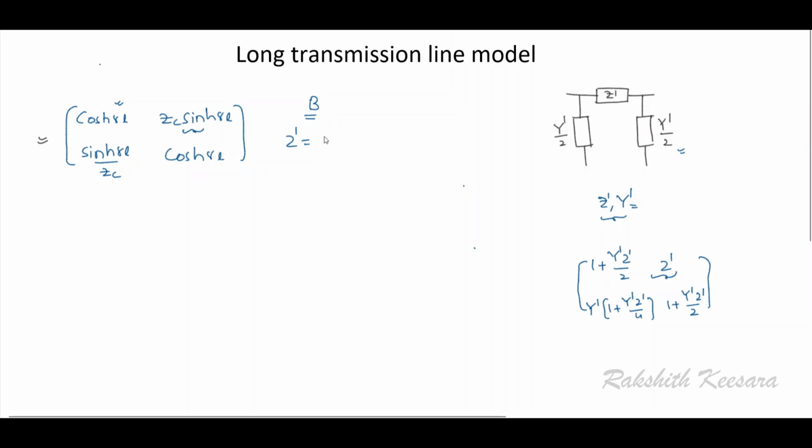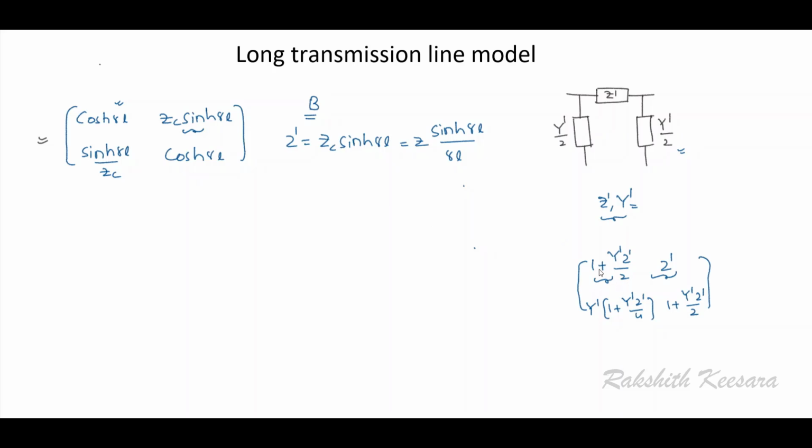So Z dash will be equal to Zc sinh γL, which is also equal to Z sinh γL by γL. Here Z is the real impedance of the transmission line. Next, let us find out what is Y dash.